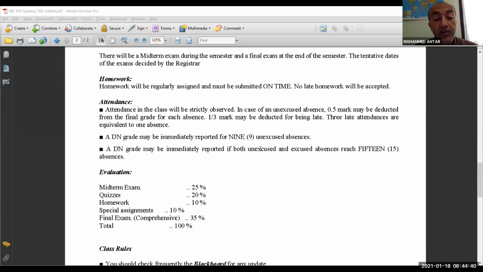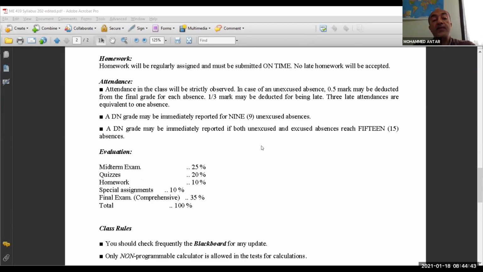The evaluation of the course is going to be as follows. A midterm exam is going to bear 25% of the grade. Quizzes will have 20%. Homework will bear 10% of the grade. There are special assignments, which could be one or more small projects that you can do, or maybe open-ended problems, that are going to have a separate weight of 10%. The final exam is going to be 35%, and that sets a total of 100%.